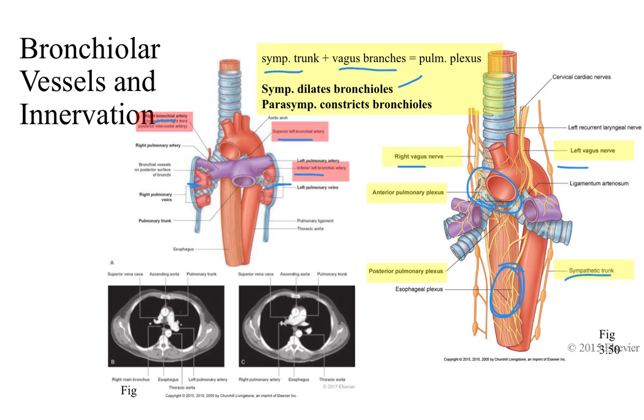Why I mention this is it's important to distinguish that from the sympathetic and parasympathetic effects on the vascular system, because remember, in the vascular system, it's exactly the opposite. Sympathetic constricts blood vessels, and parasympathetic dilates blood vessels. Airways: sympathetic dilates, parasympathetic constricts. So the airways and blood vessels have completely opposite effects when it comes to the sympathetic and parasympathetic nervous system.